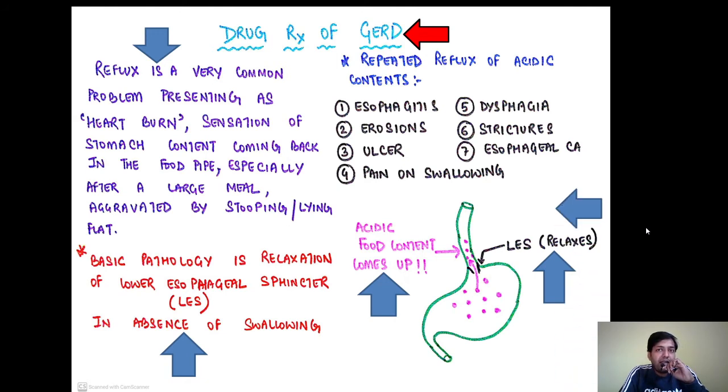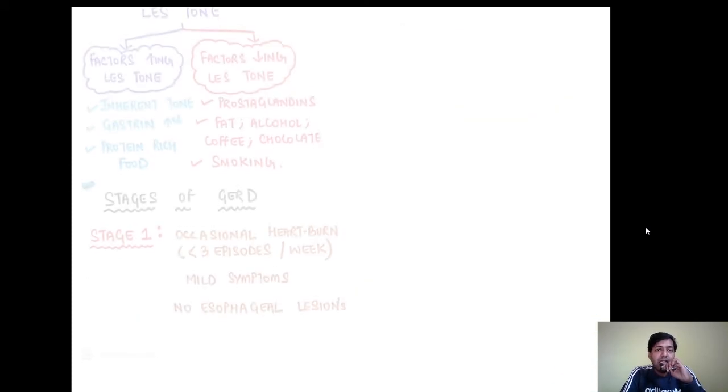Repeated reflux of the acidic contents can lead to esophagitis, that is inflammation of the esophagus, erosions, ulcer, pain on swallowing, dysphagia, strictures, as well as an increased risk of esophageal carcinoma, especially esophageal adenocarcinoma. If you have heard about Barrett's esophagus, yes, it causes that, and it is a basic risk factor for esophageal adenocarcinoma. Now let us move ahead.